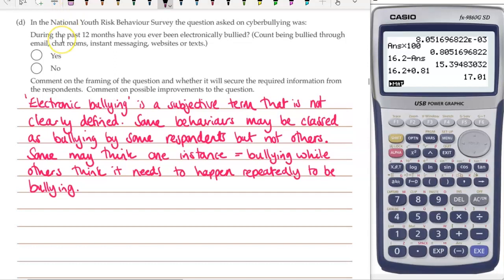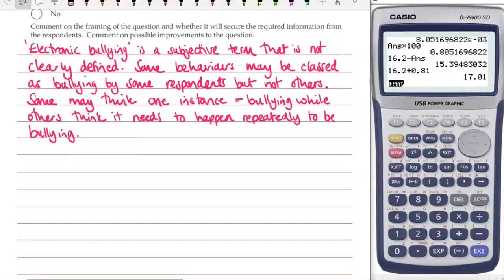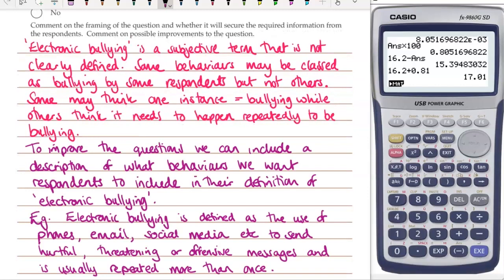And now we can comment on how we could possibly improve this. We can include a bit of a definition, an example of what that definition could look like.